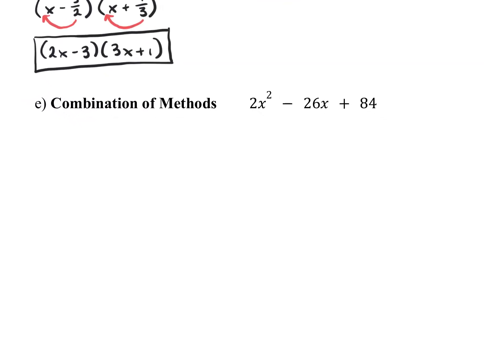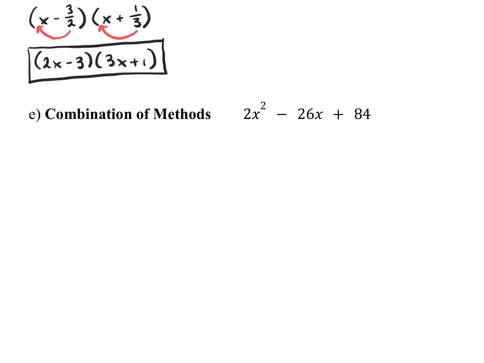And then, of course, sometimes you're actually going to need to use a combination of different methods. So remember what I said, the first thing you should always look for when you're factoring is a GCF. And in this case, there is a GCF. Notice that all of our terms are divisible by 2. So I'm going to divide out 2 from every single term, leaving us with 2 times x squared minus 13x plus 42. And then from here, I'm going to ask myself, can I factor more?